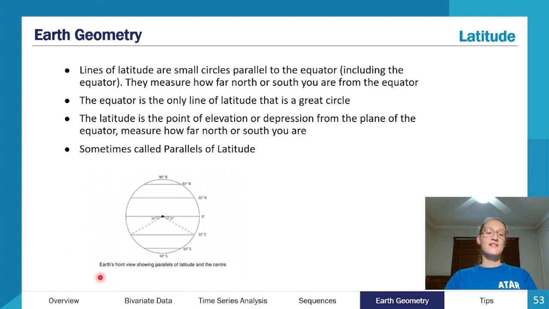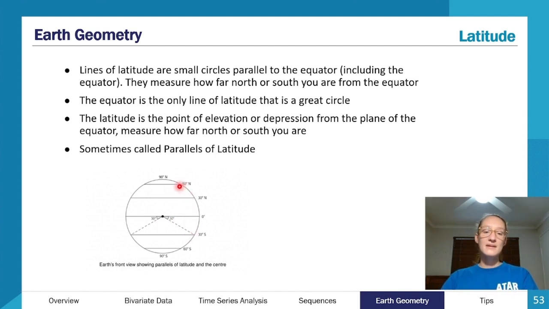So here we can see our diagram is Earth's front view showing parallels of latitude and the center of the Earth. So if we're looking at this as our Earth, this is our equator. You can start to see how we use our circles, our parallels of latitude, to get those coordinate points. If I had a point here on the Earth, it's at 0 degrees latitude, it's on the equator. Whereas if I have a point that's down here, we measure that as 30 degrees south because our angle of depression is 30 degrees. So it's 30 degrees south of the equator.